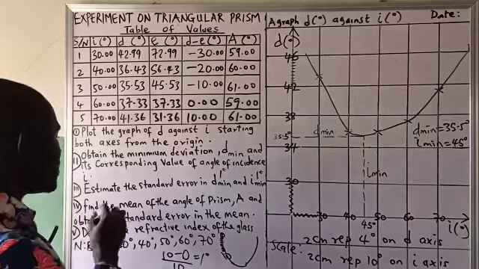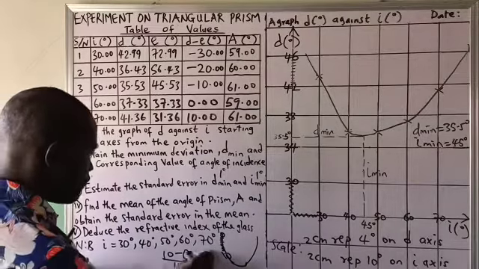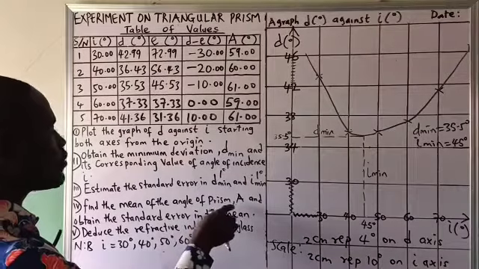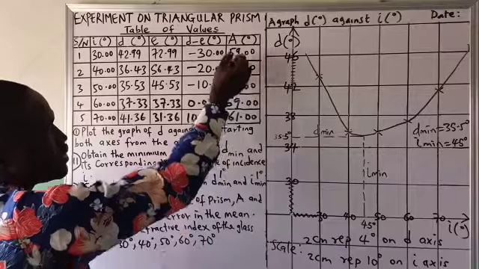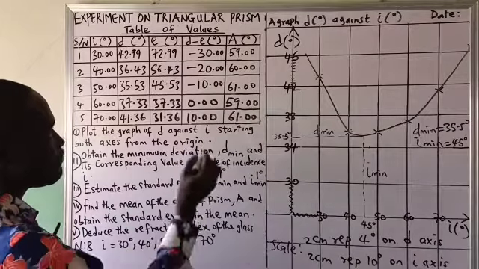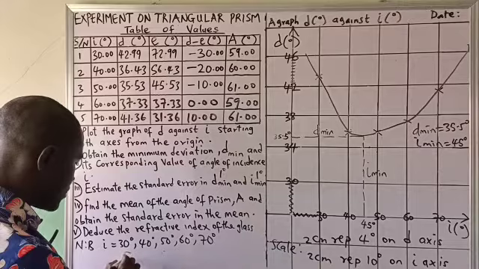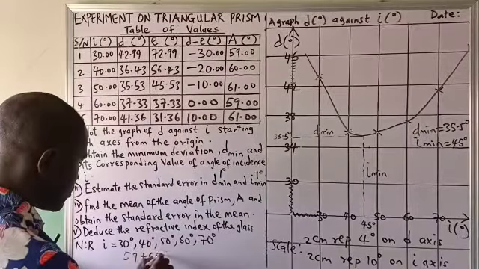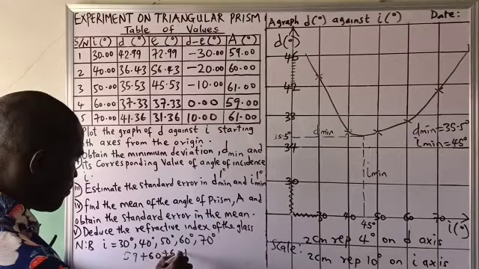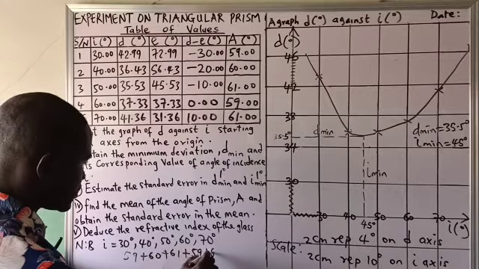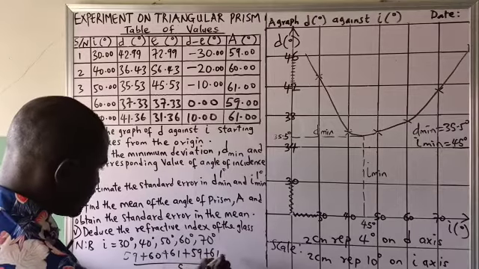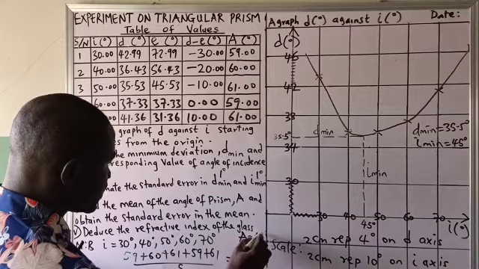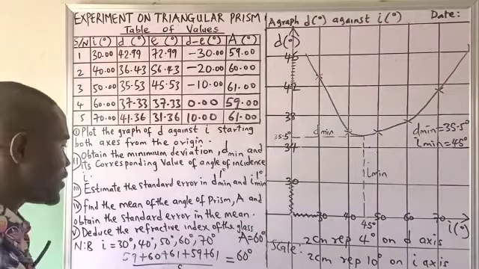Then find the mean of A, the mean of the angle of prism A. It means add all of them and divide by 5. So we'll be having 59 plus 60 plus 61 plus 59 plus 61 divided by 5. That will be giving you 60 degrees. So you say your A is equal to 60 degrees. The mean of the angle is 60 degrees.